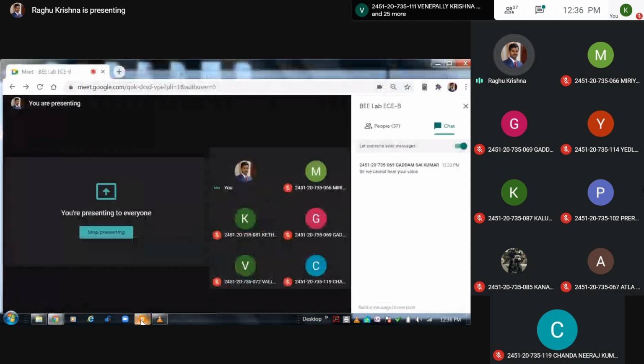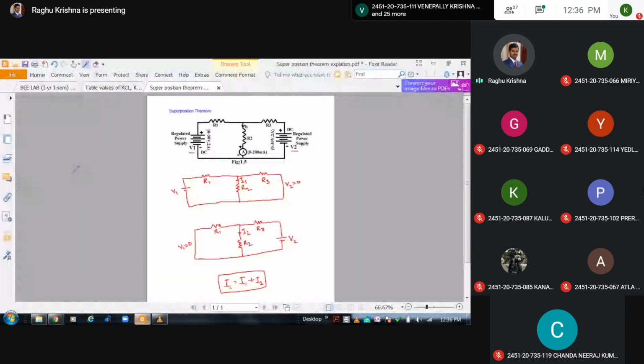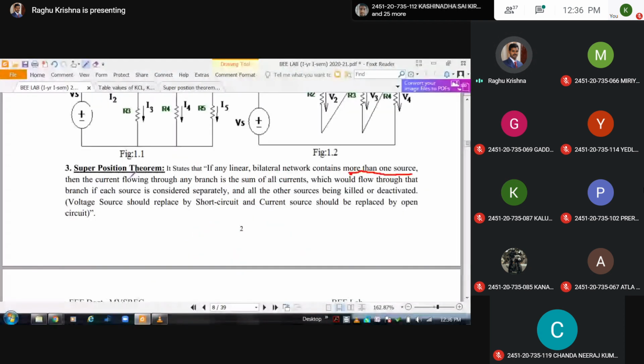If you see the statement, it states that in any linear bilateral network that contains more than one source, the current flowing through any branch is the sum of all currents which would flow through that branch if each source is considered separately, and all other sources being killed or deactivated.